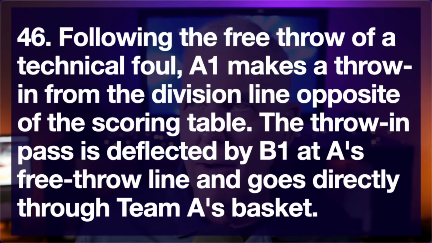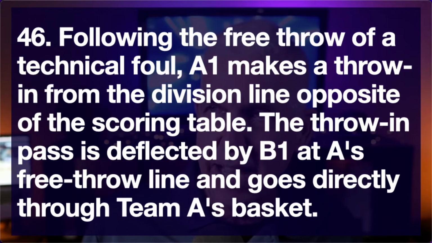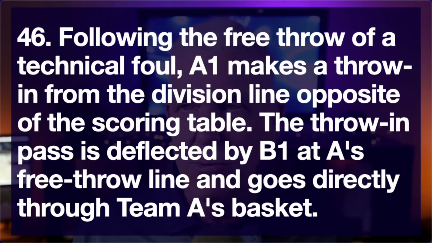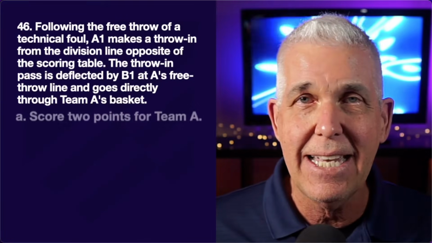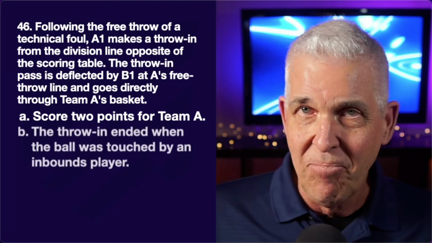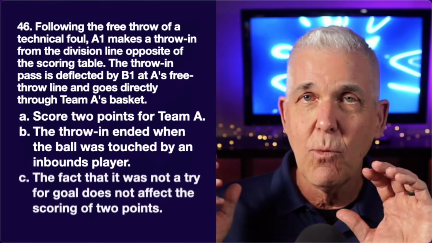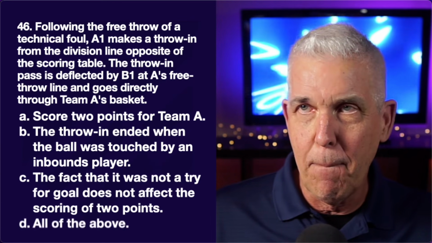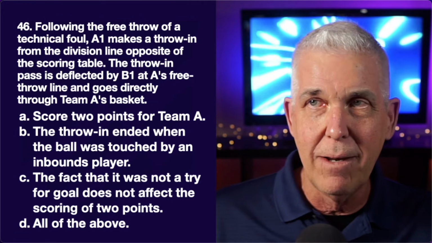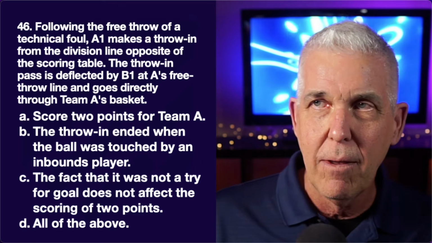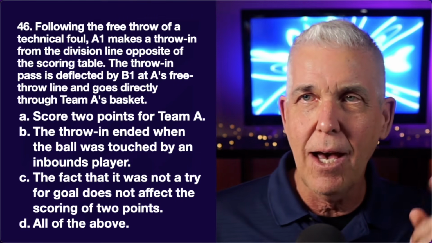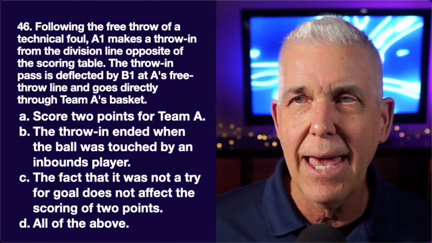Following the free throw of a technical foul, A1 makes a throw-in from the division line opposite the scoring table. The throw-in pass is deflected by B1 at A1's free throw line and goes directly through Team A's basket. This is not a play that you're going to see every day. We have a division line throw-in. We throw the ball. Opponent of the thrower deflects the ball. It goes up in the air and through Team A's basket.